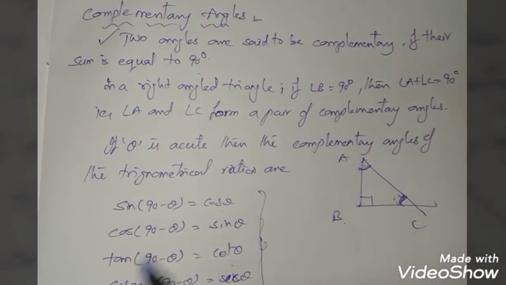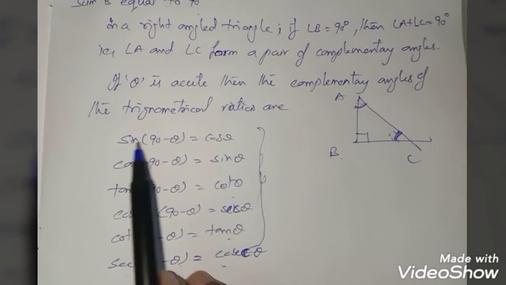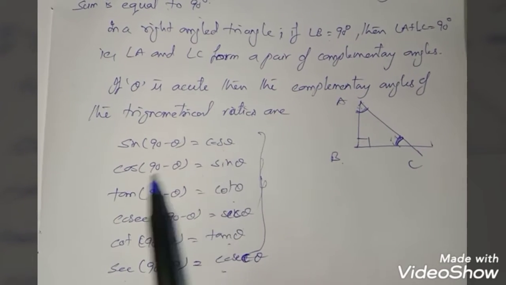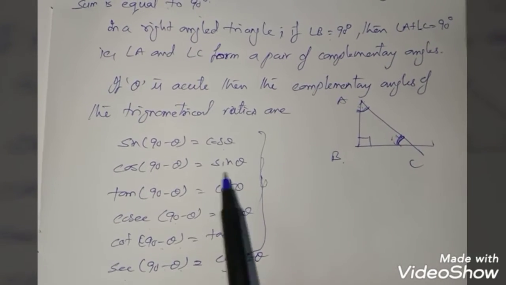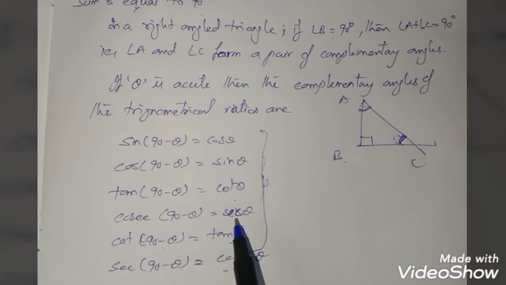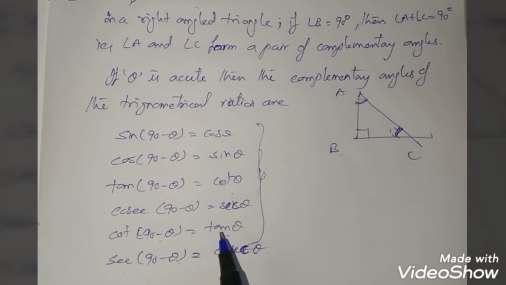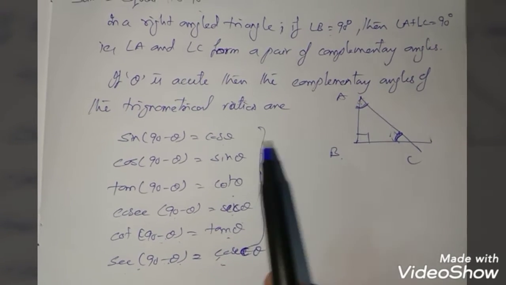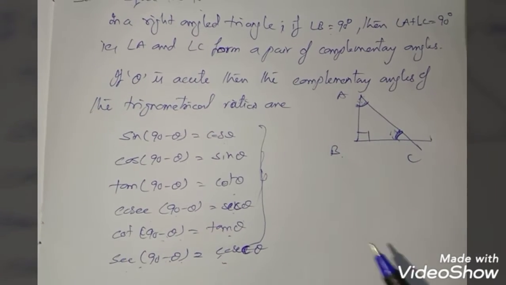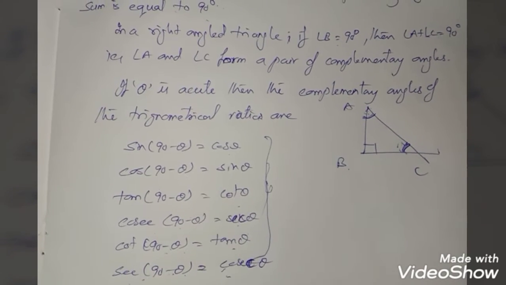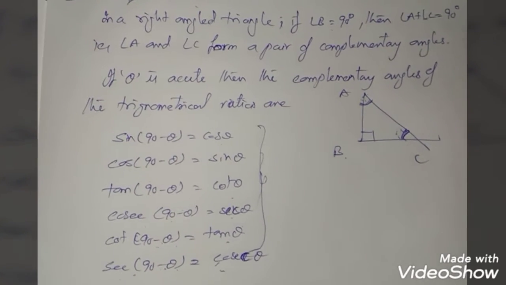Now let us come to trigonometrical ratios. The complementary angle formulas: sin(90 minus theta) is cos theta, cos(90 minus theta) is sin theta, tan(90 minus theta) is cot theta, cosec(90 minus theta) is sec theta, cot(90 minus theta) is tan theta, sec(90 minus theta) is cosec theta. So these are the complementary angles of the ratios. Based on these, we will solve some examples.